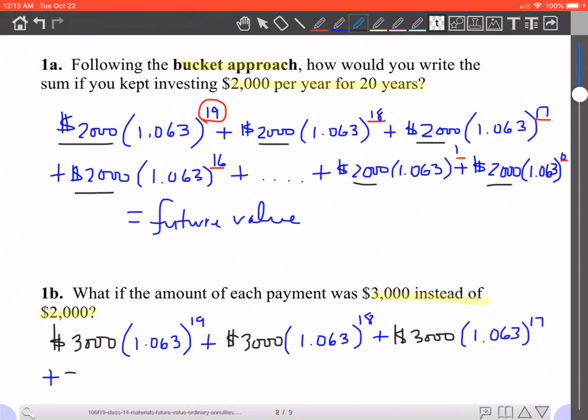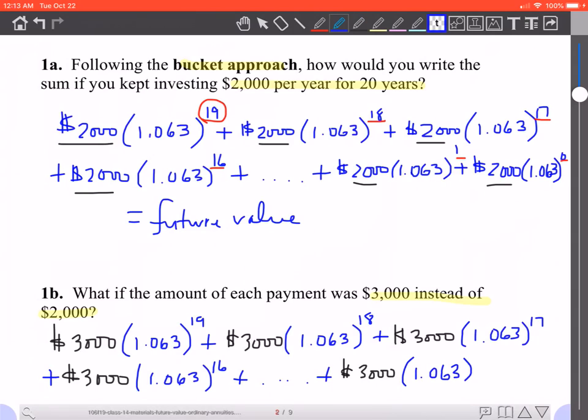And so on and so forth. Almost there. 16th power, skip a few because we don't feel like writing all of them out. So obviously, well, not obviously, maybe I should ask you, what will happen to this future value if your deposits are larger than they were? So you went from $2,000 to $3,000 in deposits. What's going to happen to your future value?